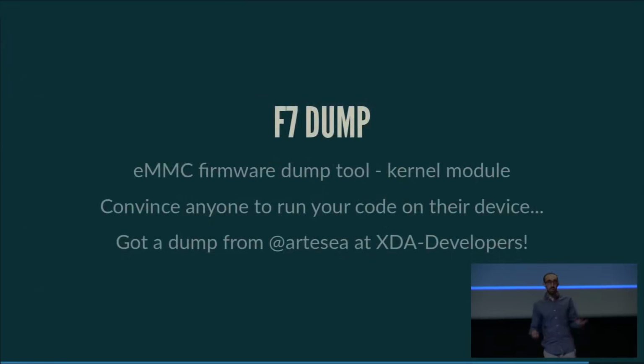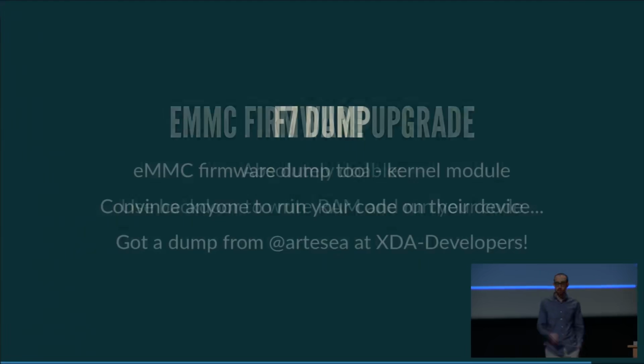So what I did was write a dump tool, a firmware dump tool, which is a kernel module. Then I had to convince anybody over the internet to run my code, which sends low-level eMMC commands on their own device. Thanks to Artesia, who was courageous enough to try it, I got a dump of firmware F7, and it worked. And now I just had to write it to the eMMC itself.